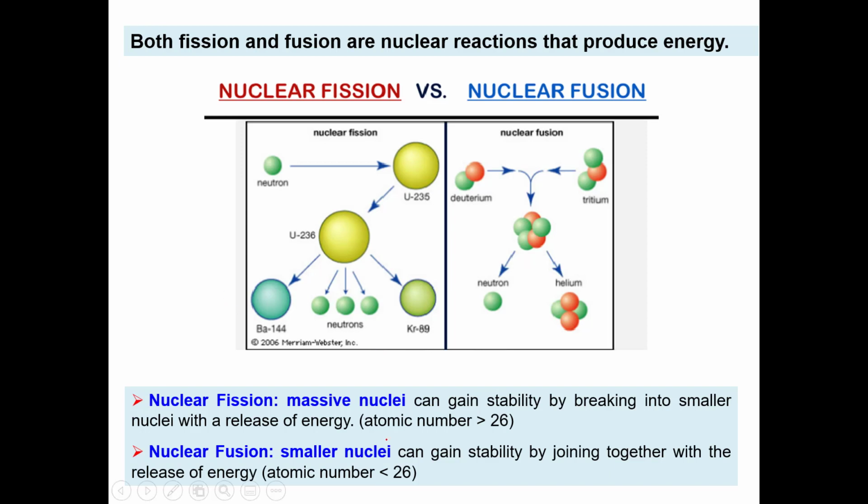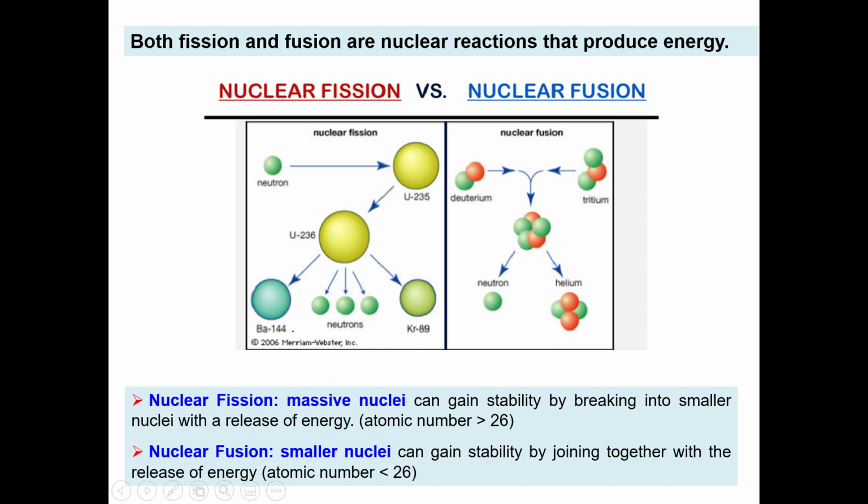And this happens when the atomic number is greater than 26. Here we have uranium, and the uranium disintegrates into barium, krypton, and there are more products, but these are the main products, and 3 neutrons. The main characteristic of nuclear fission is that in the products we will have 3 neutrons.